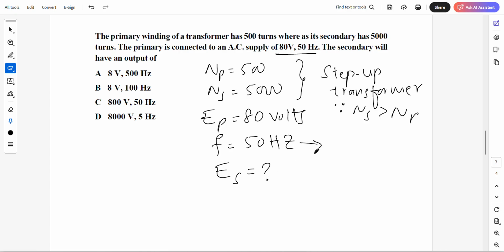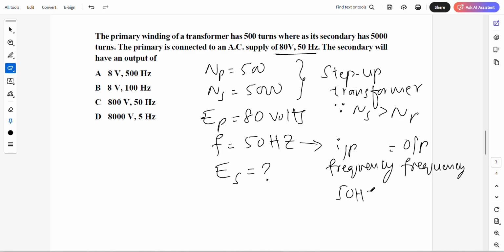We know that in a transformer, input frequency is the same as output frequency. If the frequency is 50 hertz, the output will also be 50 hertz. Now we'll see in the answer where 50 hertz is given. Yes, 50 hertz is given. The primary is connected to a supply of 80 volts, 50 hertz. The secondary will have an output of 50 hertz for sure. This is the right answer.